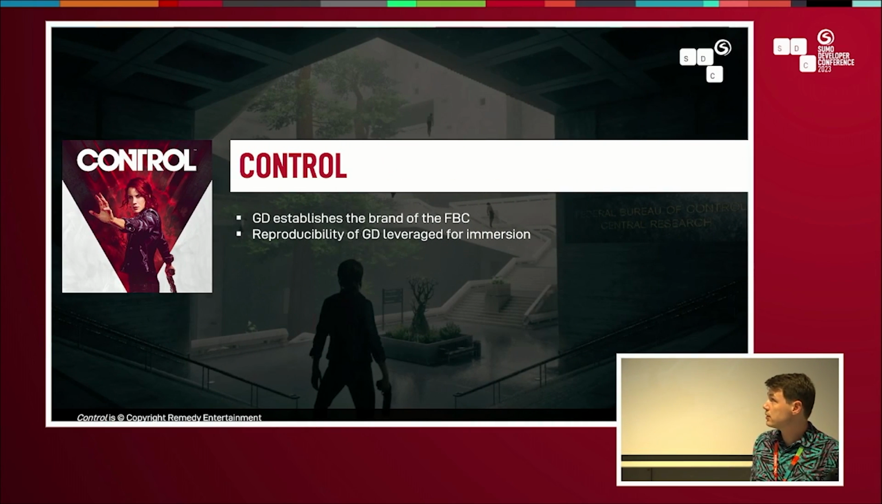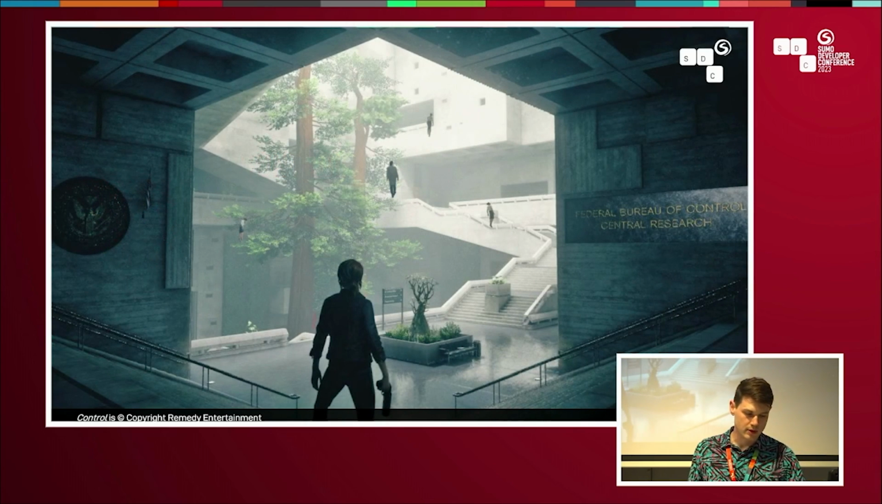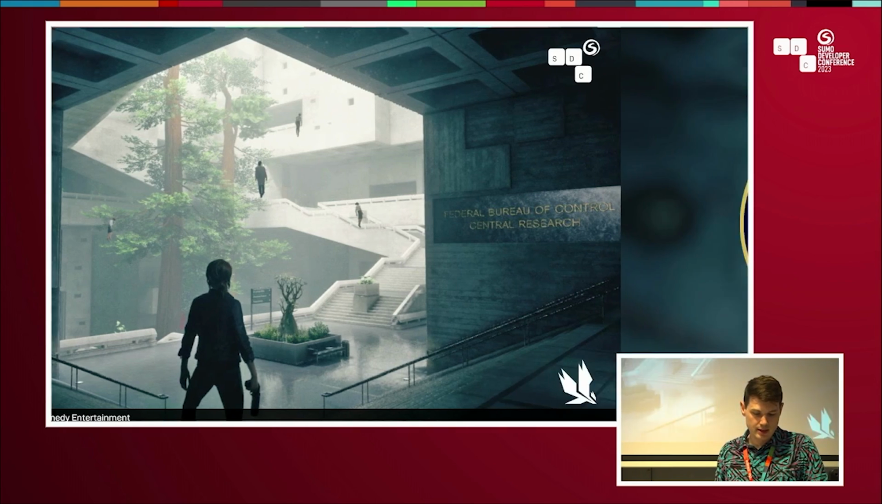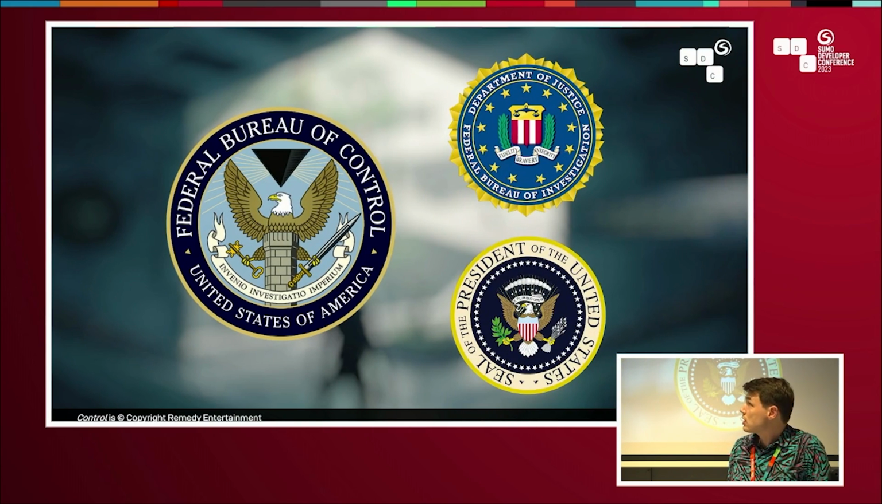The next example that I wanted to talk about is Control. There's a lot of great graphic design in here, but I want to focus on the logo that they use for their secret organization, the Federal Bureau of Control, and the reproducibility of graphic design that is leveraged for that. So we've got this logo, sorry, it's dark, over in the corner here, that you'll see repeated throughout the spaces in the levels. This is the logo of this shadow organization that's run out of the oldest house.